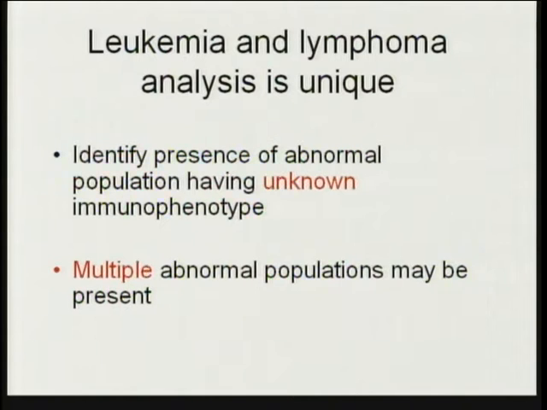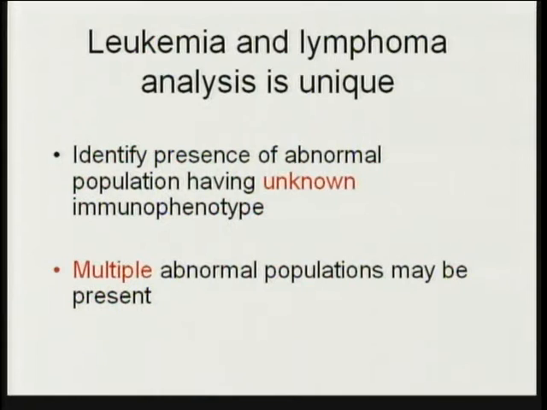Now, leukemia and lymphoma analysis is somewhat unique among the different types of things that can be done by flow cytometry. Most of the other tests that we were just mentioning are tests that are based on the identification and enumeration of a population of cells whose phenotype is very well known. You know exactly what it's supposed to look like, and you can easily identify it and enumerate it. For instance, CD4 positive T cells express CD4 at a uniform and constant level, regardless of the person that we're talking about. When we come to leukemia and lymphoma analysis, this is not the case.